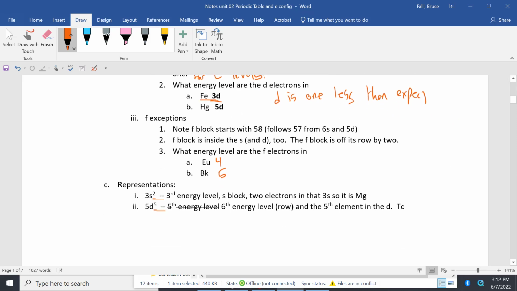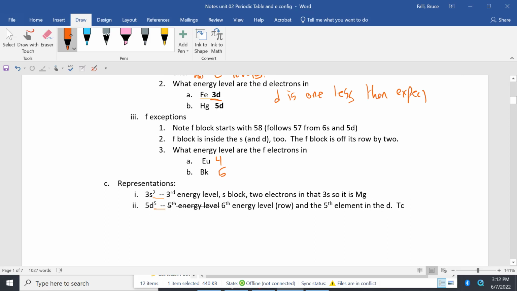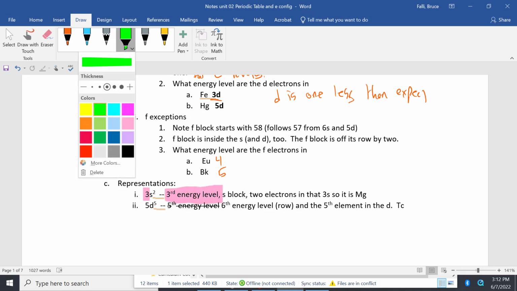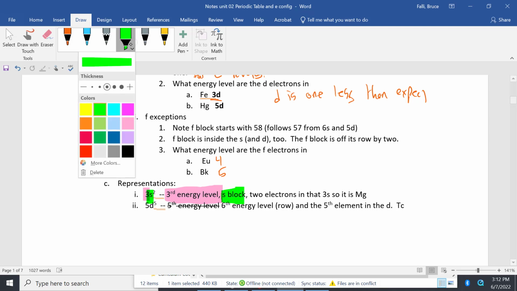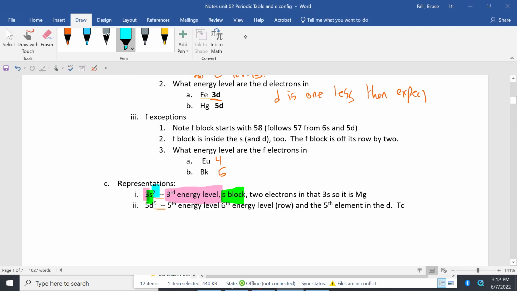Now for representation. If I have 3s2, this 3 means the 3rd energy level. The s means the S block. And the 2 tells you how many electrons are in that 3s: 2 electrons.